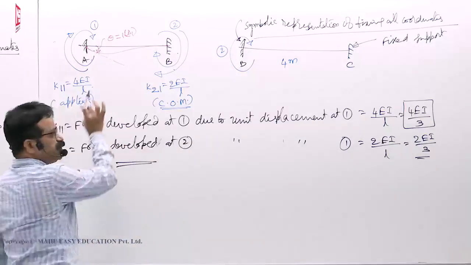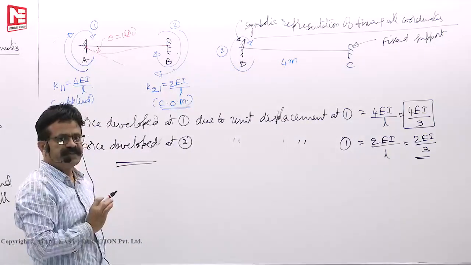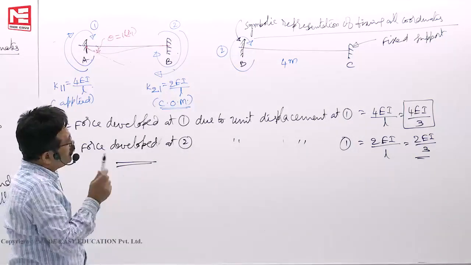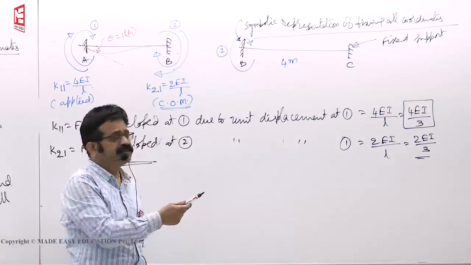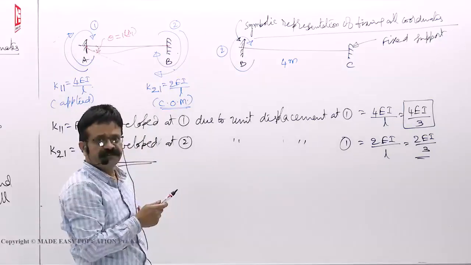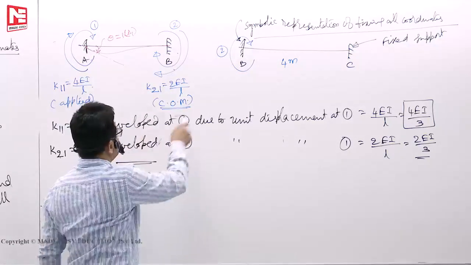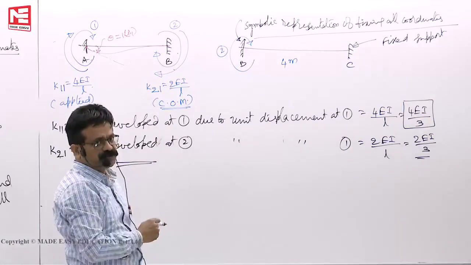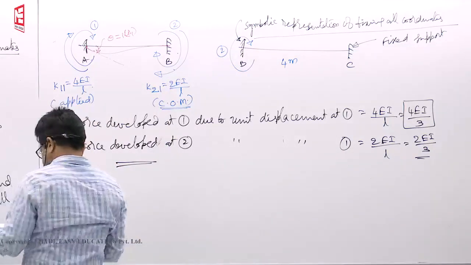Either they can ask you only what is K11 in 2 minutes time, or a 2 by 2 matrix you have to build quickly. Because I am assuming that you are learning it for the first time, I have written so much story. From the next problems onwards, this story is not required. What is K11, what is K21, directly you write the solution. Okay.